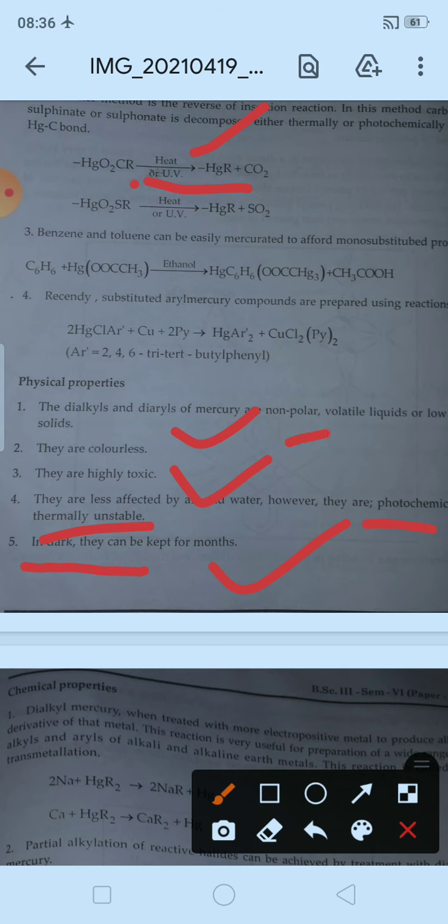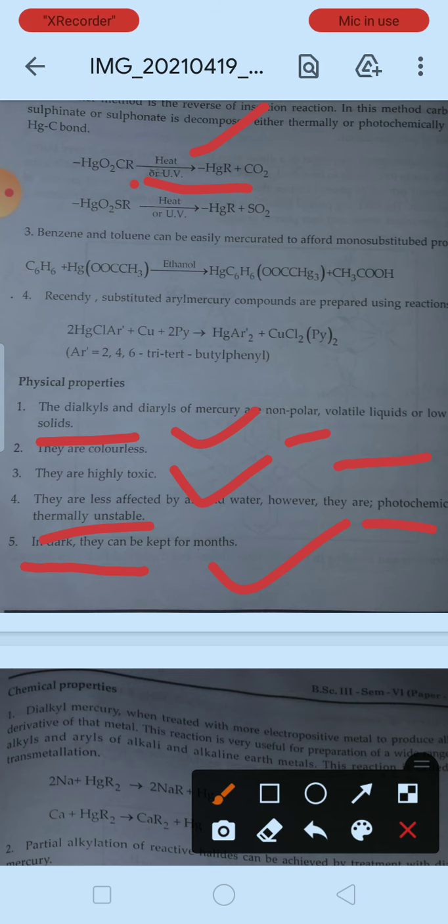They are non-polar, and these solids are low melting solids. Some of them are volatile liquids. So it depends upon the nature of the dialkyls and diaryls of mercury. On that basis they can be either in solid state or in liquid state.